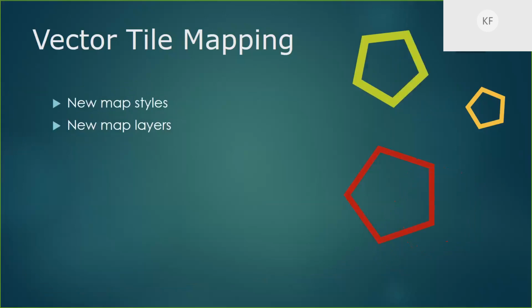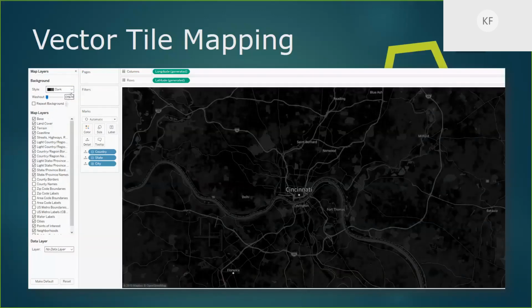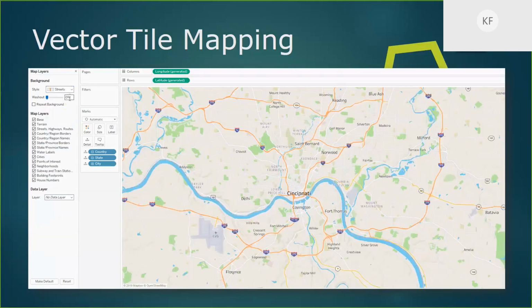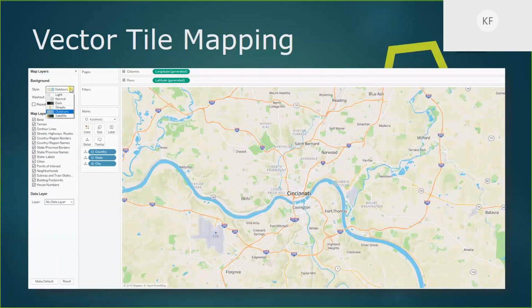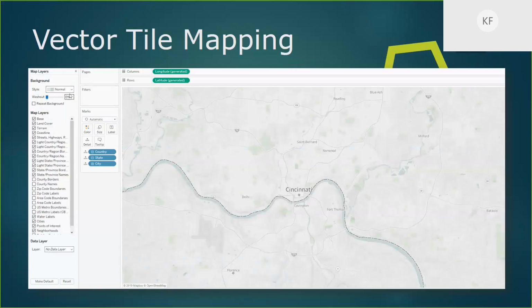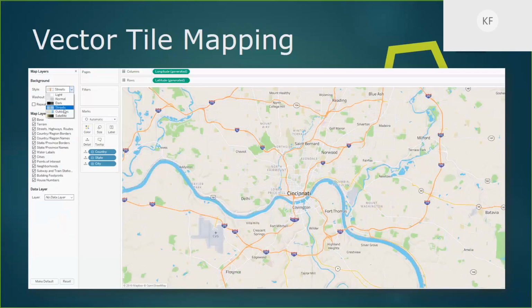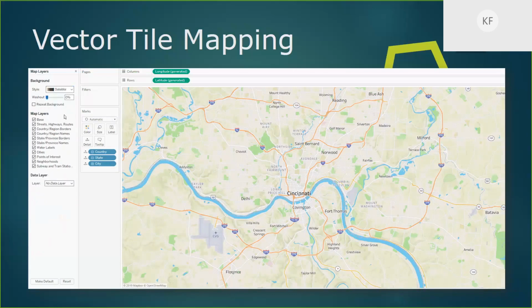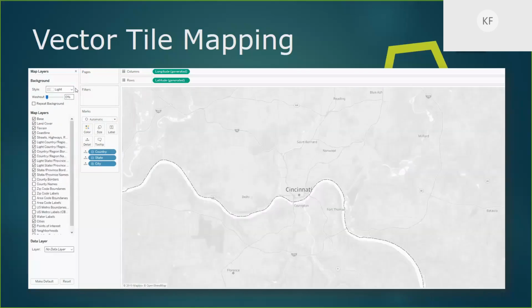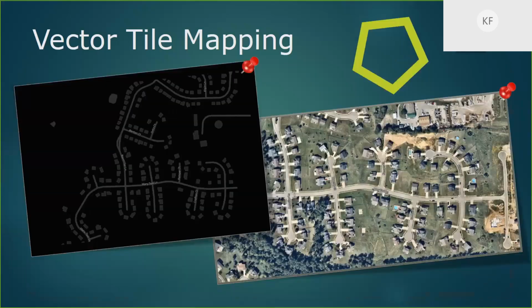With the introduction of vector tile mapping, they also introduced new map styles and new map layers as well. So you're used to seeing light and normal and dark, but they also introduced streets, which looks kind of like a Google map, outdoors, and satellite. Streets and outdoors, for some reason, look pretty similar to each other, but when you get to different zoom levels, they start to look a lot different. So I'll show those again. So streets, outdoors, and you have satellite maps built right into Tableau. No need to go to Mapbox to create them. Really cool that you can do that natively right in Tableau.